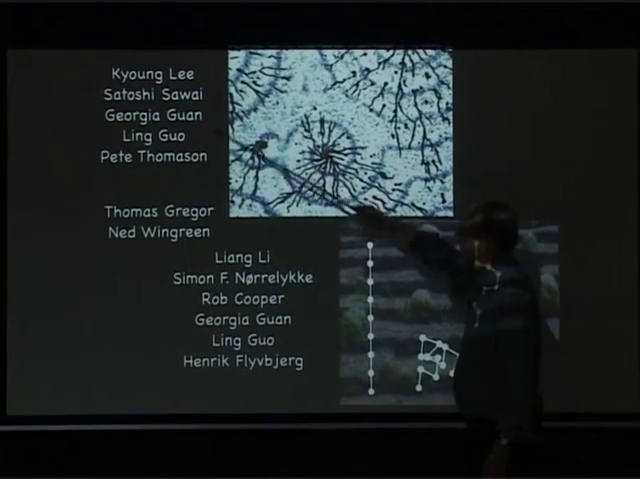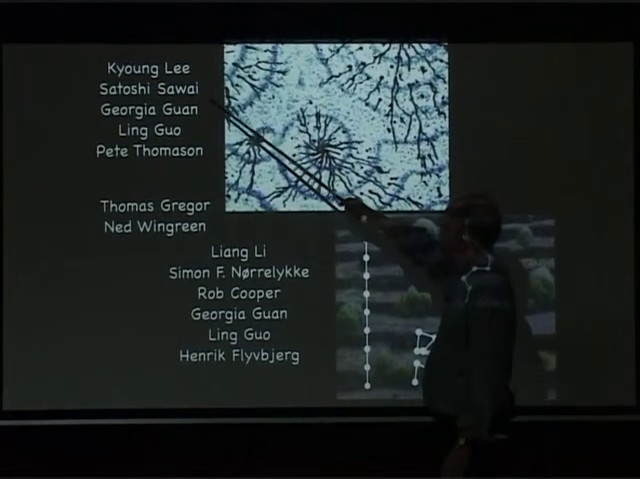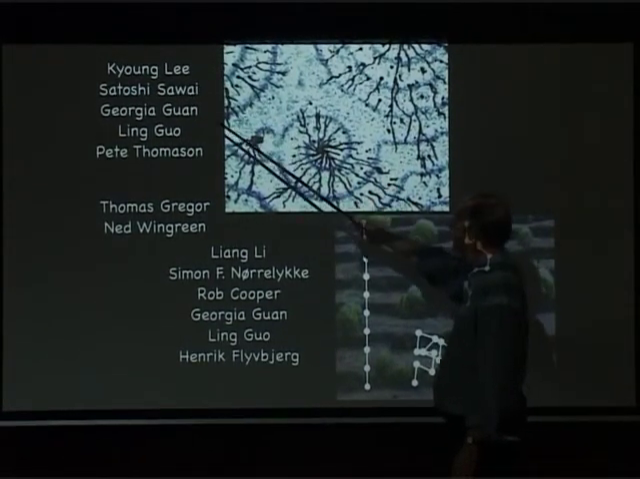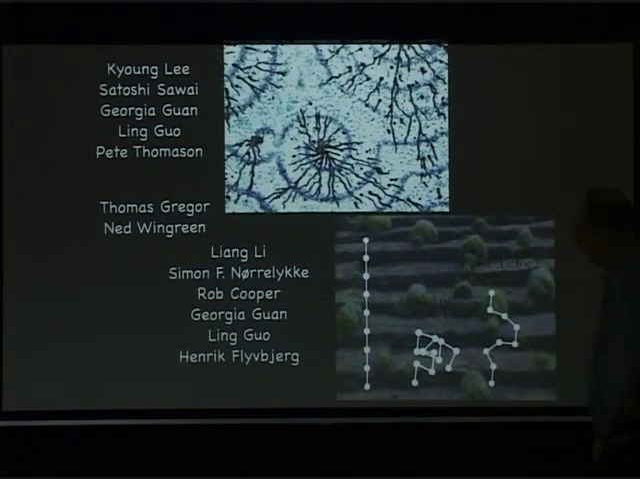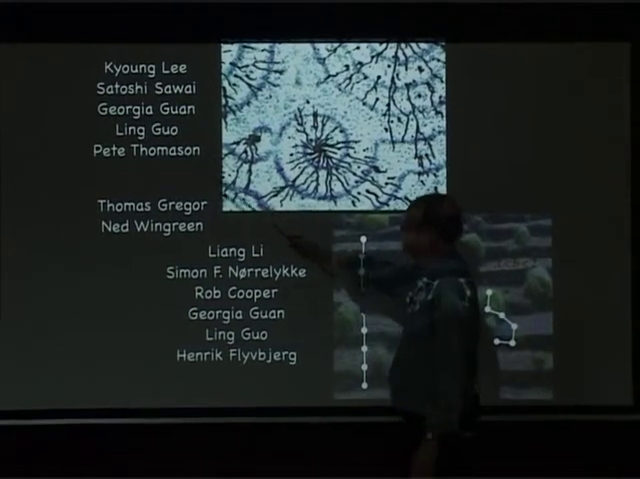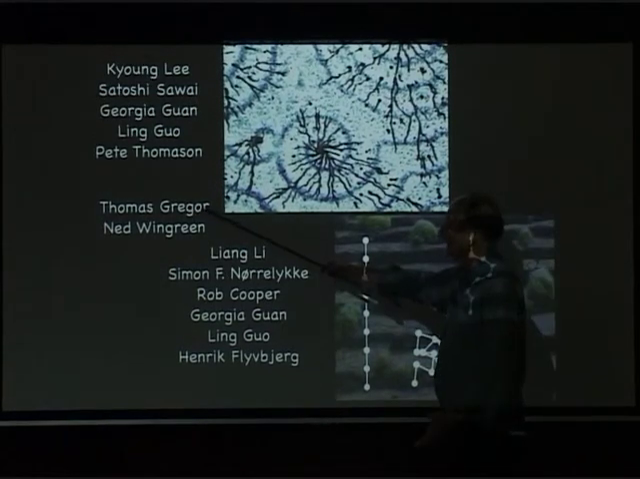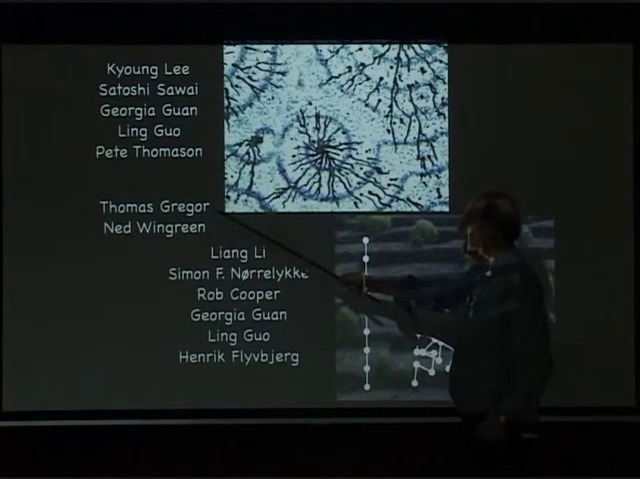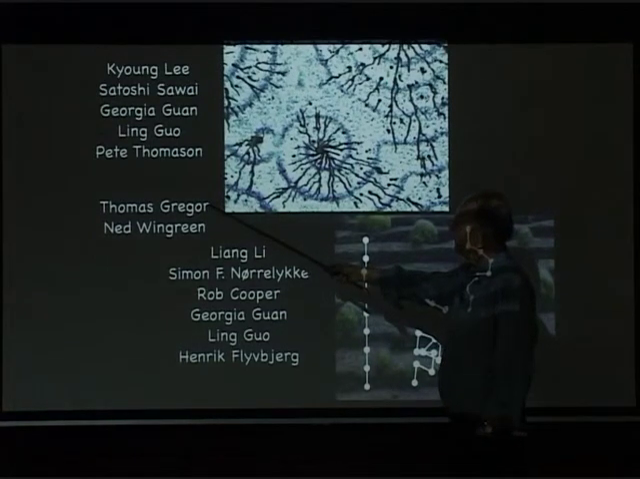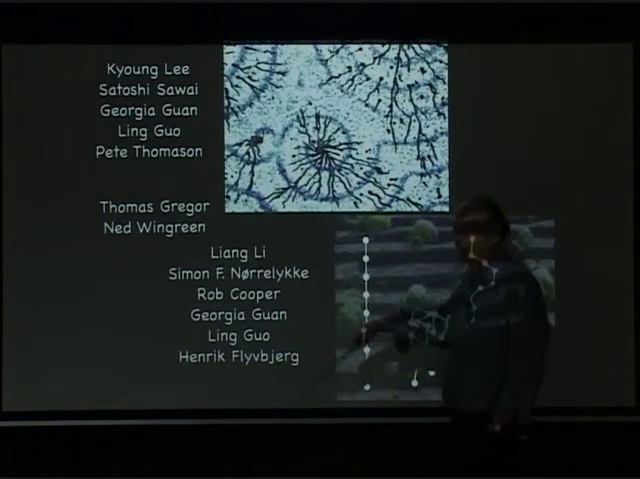So these are the various people. Kyung Lee is a professor in Seoul at the moment, Satoshi in Japan. George and Ling were senior technicians in my lab for many years. Pete Thomason's a molecular geneticist. He's at Cambridge now. Thomas is actually, when he was a graduate student at Princeton, we started talking about these things. So he's actually, now that I've collapsed my lab, I gave him my good microscopes, and I now have an office in physics. That was the bargain.